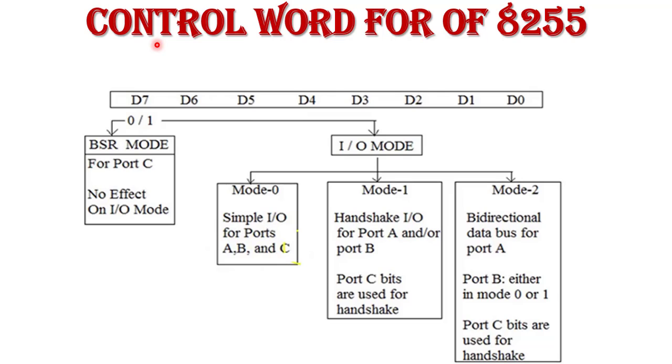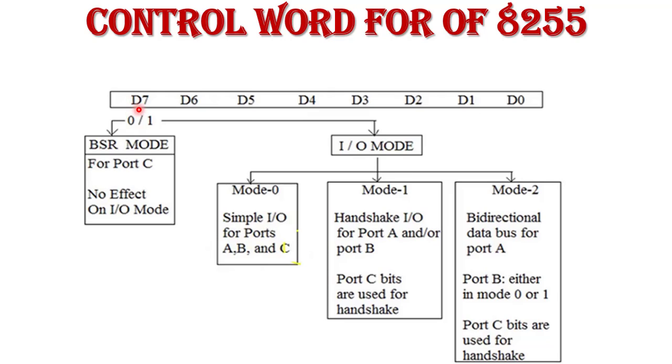First we will learn what a control word is. In 8255 there is an 8-bit register known as the control register. This control register is used to control the function of each port, and the content of the control register is known as the control word. So the control word has 8 bits, D0 to D7. D7 is the most significant bit of the control word. This bit defines in which mode 8255 is working.